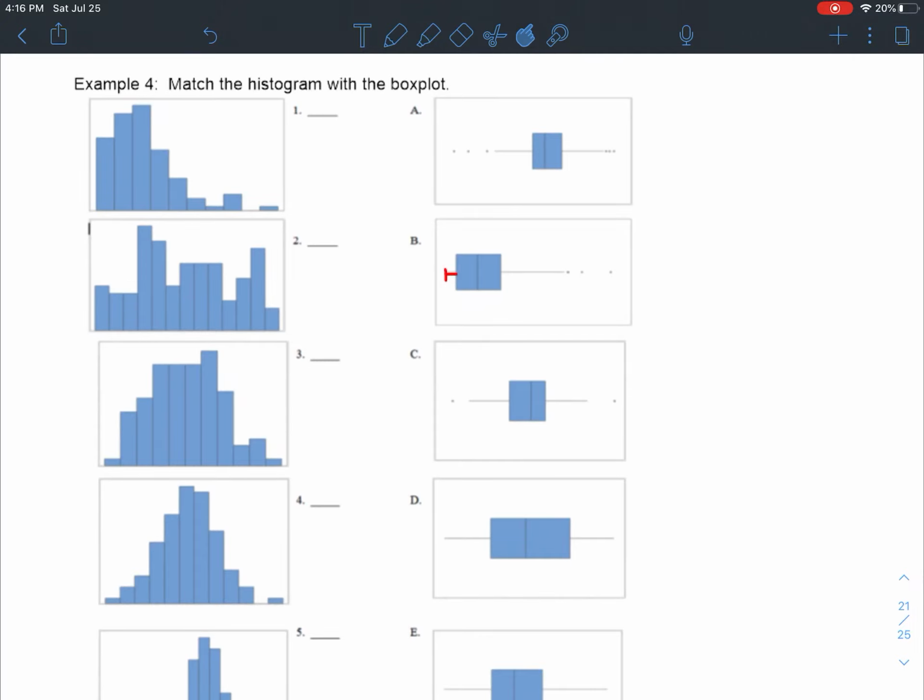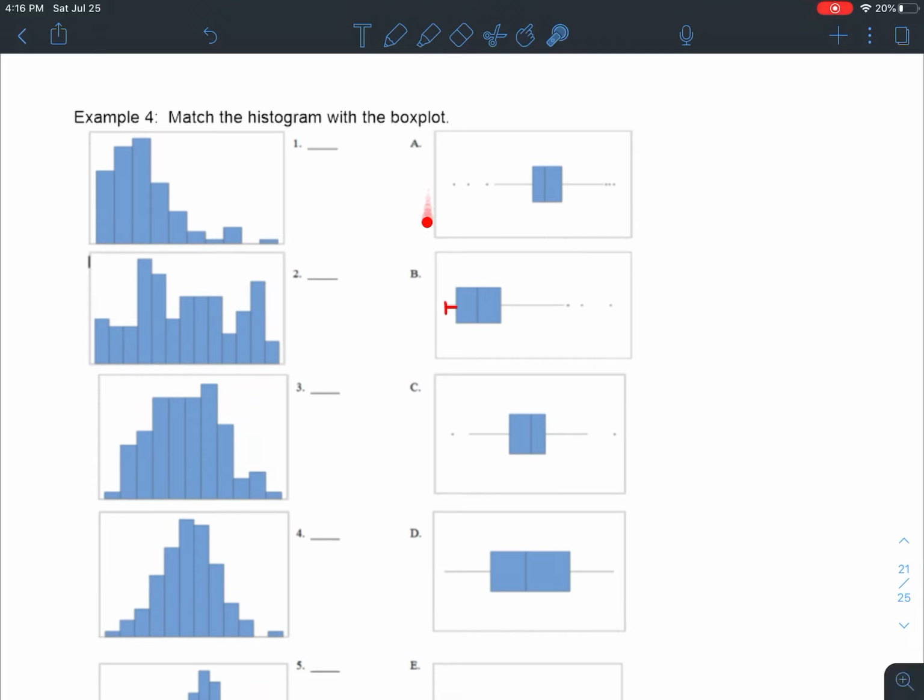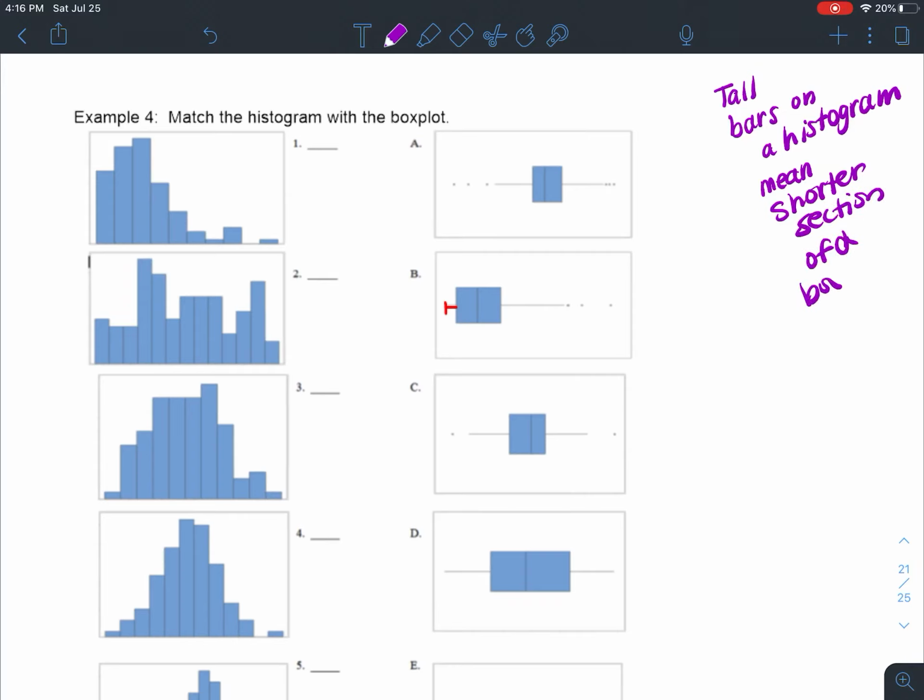Okay, that's what we're going to want to try to do when we do this little matching activity here at the bottom. Okay, we want to try to attempt to match up these box and whisker plots, A through E, with these graphs here numbered 1 through 5. Okay, so you can do this in any order you like. Here's what I want you to keep in mind. Tall bars on a histogram, okay, tall bars mean maybe a shorter section of a box plot.